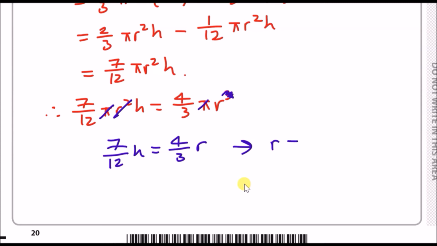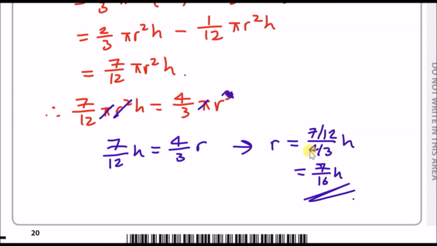You can just write r equals 7/12 over 4/3, and then just stick a h there. It should reduce nicely to 7 over 16h. And yeah, that's it, guys. This should be your result.